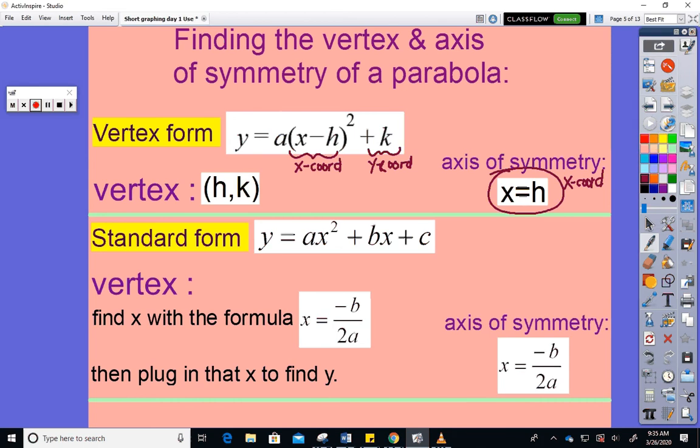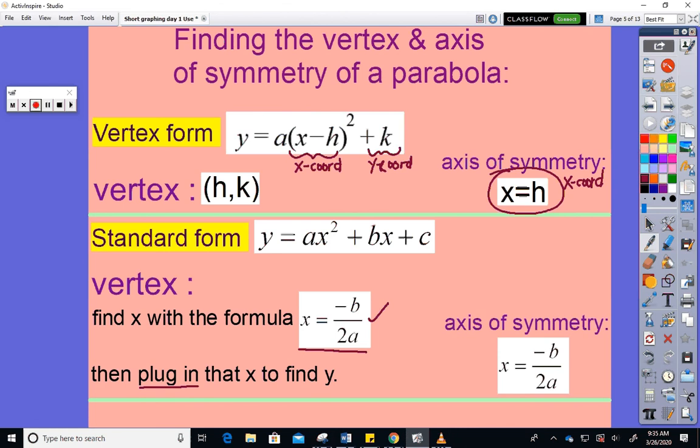Now, if you have standard form, you can't just look at the equation and see the vertex. It's more complicated. That's why we love vertex form, because vertex form makes vertex easy. Standard form makes vertex more work. But to find the vertex, you simply use the formula x equals negative b all over 2a. So we cut off the rest of the quadratic formula. But we are going to work out our x using this formula. And then anytime you have an x and you need the y coordinate that goes with it, you just plug in. So you'll see us doing that work.